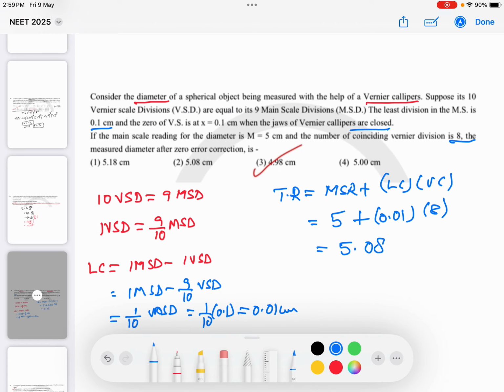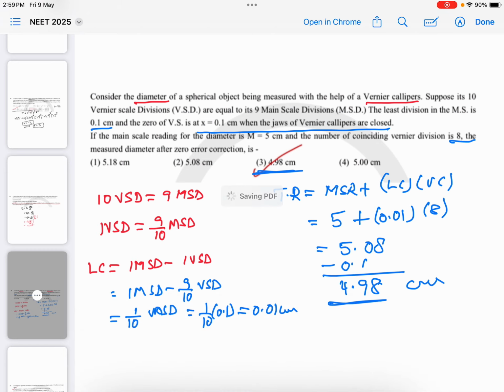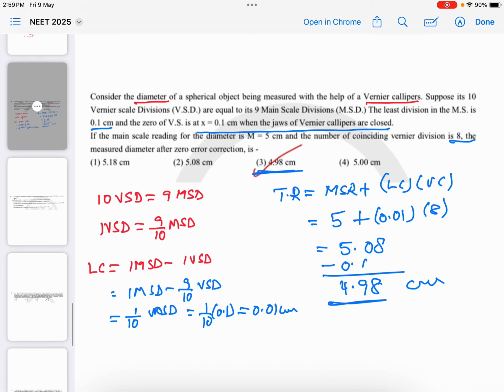But when the two jaws are closed, the reading is not 0, so a positive error exists. You subtract the correction, 5.08 minus 0.1. Your answer is 4.98. Here all answers are in centimeters, so your answer is 4.98 centimeter. So the units and dimensions, experimental physics topic was actually given.